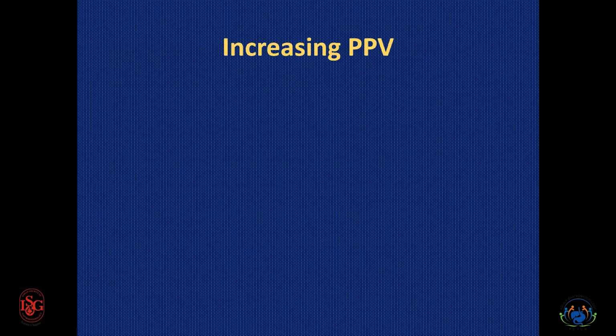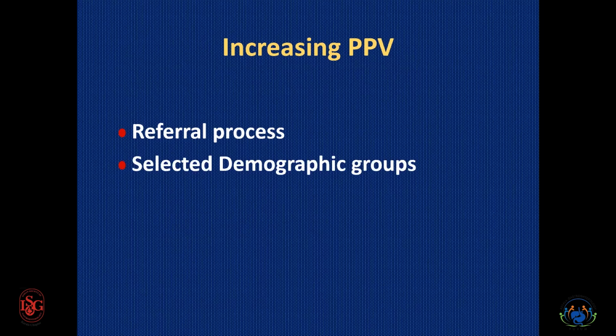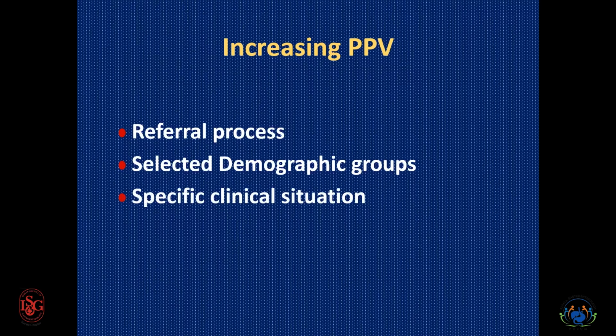So how do we increase the positive predictive value? By a referral process. If a test is done in a referral center, like if you have a person with a liver disease and you refer them to a GI center, the positive predictive value of liver disease in that center will be more. Similarly, you do it in selected demographic groups. For example, when a 10-year-old boy comes with chest pain, you don't do a Trop-T or ECG and things like that. So you do it in specific demographic groups and specific clinical situations. When you use the test in these situations, you increase the positive predictive value of the test.